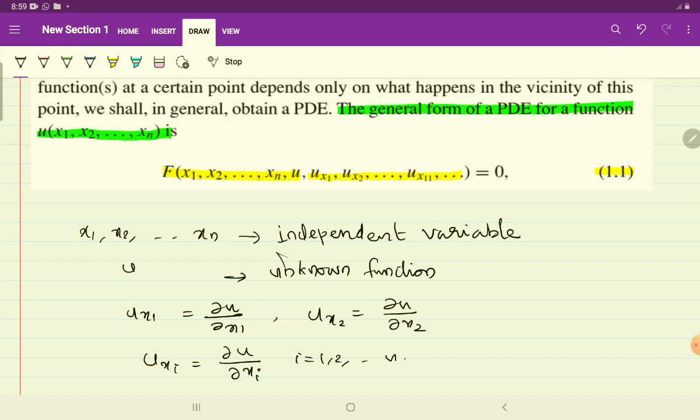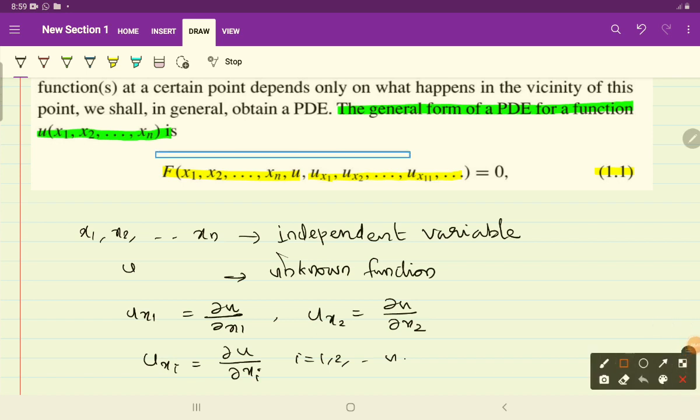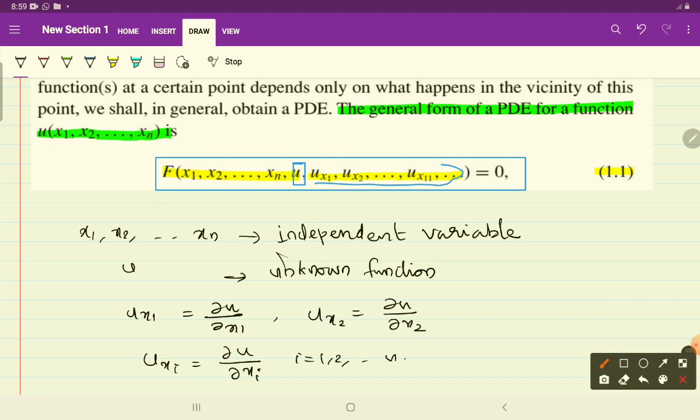So this represents the partial derivatives of the unknown function u with respect to the independent variable xi. This equation 1.1 gives the general form of a partial differential equation. It is a function containing the independent variables x1, x2, etc., xn, the unknown function u, and its partial derivatives u_x1, u_x2, etc., which is equal to 0.